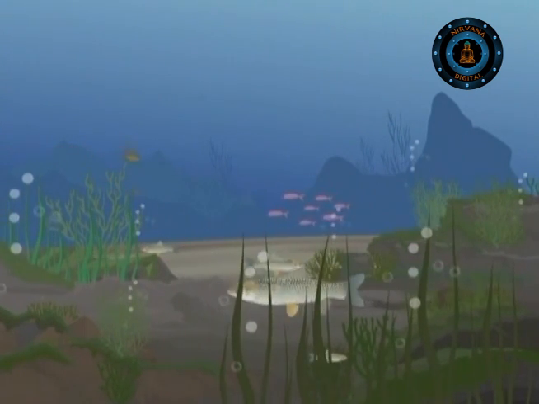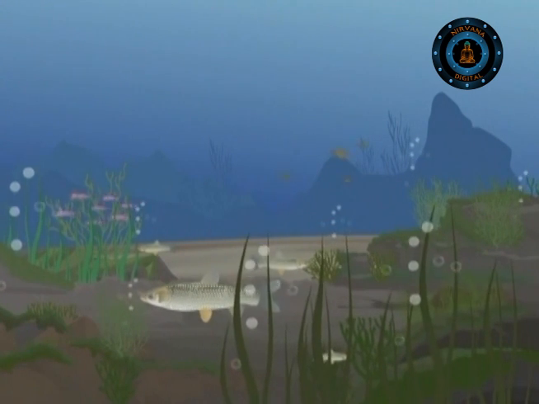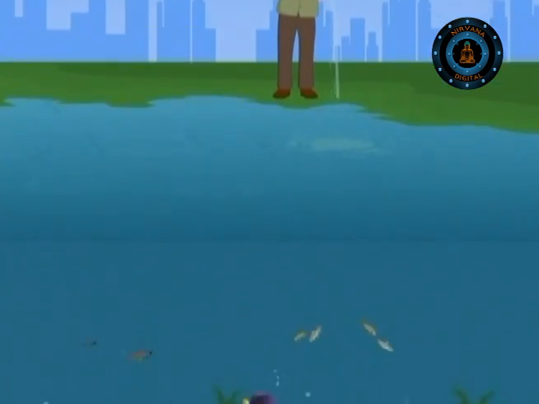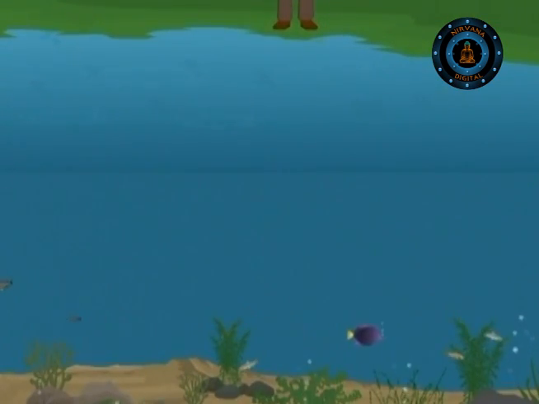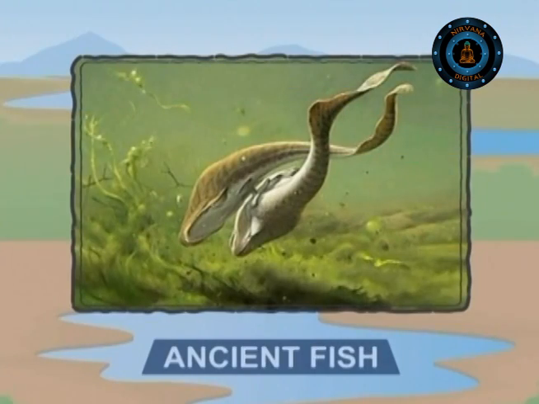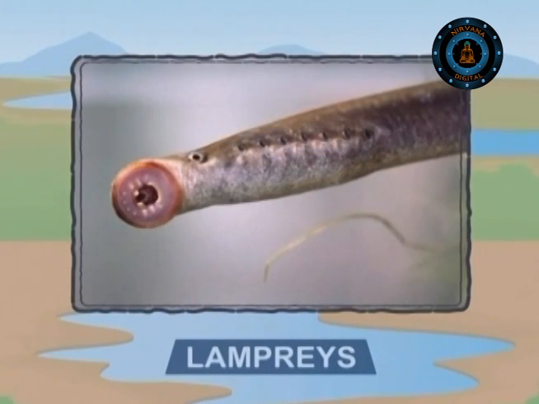Some fish are plant eaters, like the grass carp, which eats underwater plants. In the United States of America, people deliberately release these grass carp in rivers in order to get rid of the water weeds.